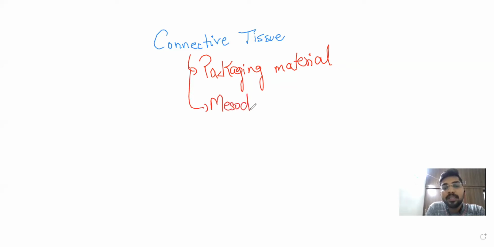So I hope you know what is mesodermal. When the embryo is developing, we have three germ layers: ectoderm, endoderm, mesoderm. Some tissues like muscular tissue also arise from mesodermal tissue. Your nervous tissue arises from the endodermal tissue. Your epithelial tissue arises from the ectodermal germ layer. Our connective tissue is mesodermal in origin.